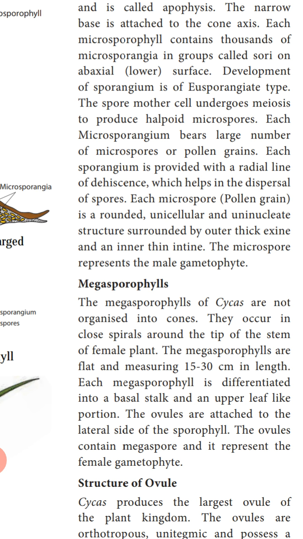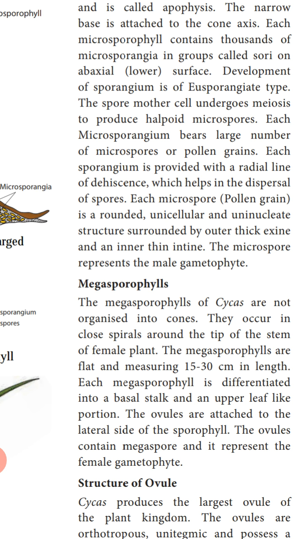So here inside each microsporangium there are numerous microspores or pollen grains. As we already studied, in the eusporangiate type they produce numerous microspores or pollen grains. Now each sporangium is provided with a radial line of dehiscence, which helps in the dispersal of the spores. Each microspore, that is the pollen grain, is rounded, unicellular and uninucleate.